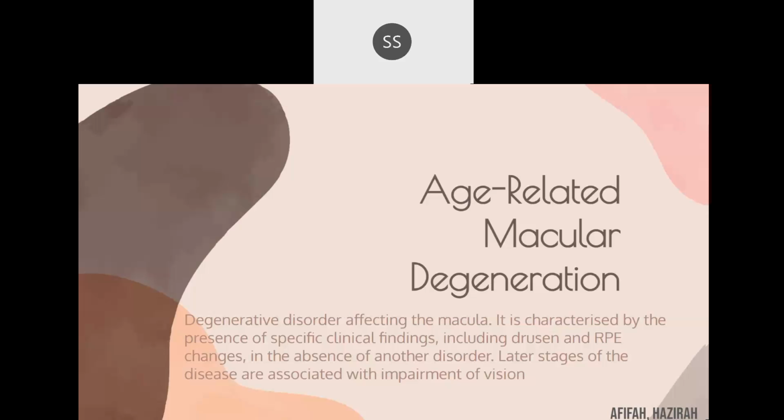Okay, Assalamualaikum and good morning. Me and Hazira will proceed with age-related macular degeneration or ARMD. ARMD is a degenerative disorder affecting the macula, and it is characterized by the presence of specific clinical findings, which mainly include drusen and retinal pigment epithelium changes in the absence of another disorder. Okay, next.